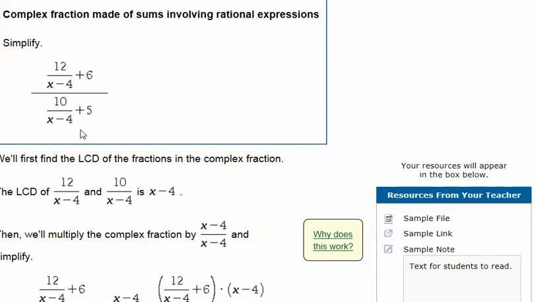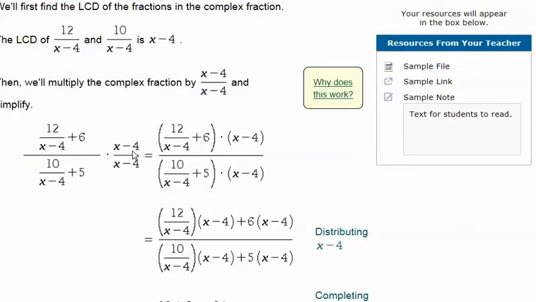Well, the least common denominator of 12 over x minus 4 and 10 over x minus 4 is, of course, x minus 4. So that means we're going to multiply the top of this and the bottom of this by x minus 4 over x minus 4. Okay, that's allowed because it's just like multiplying this fraction by 1. So that will look like this.